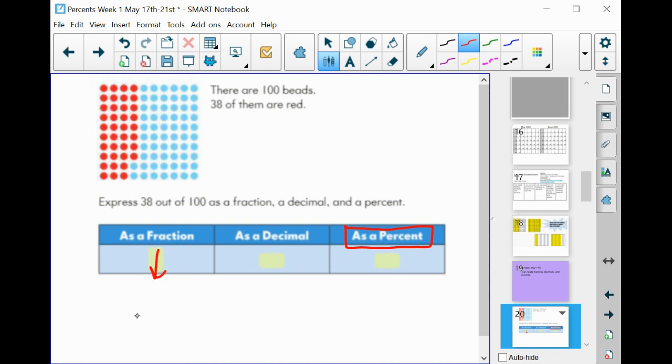We're going to do the fraction first, 38 out of 100. So that means our numerator is going to be 38 and our denominator is going to be 100. Check that out if you read that: 38 hundredths, or 38 out of 100. Okay, next we're going to do that as a decimal.